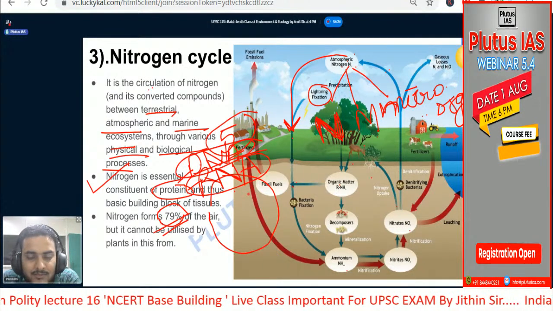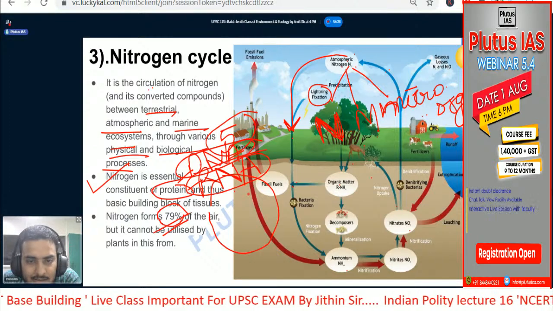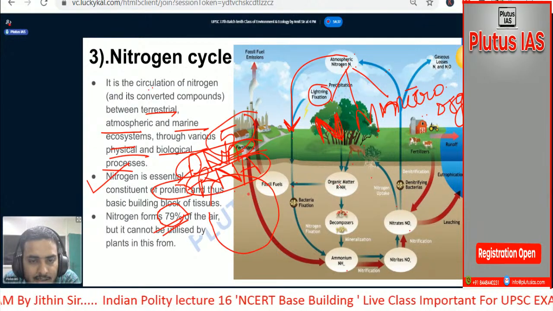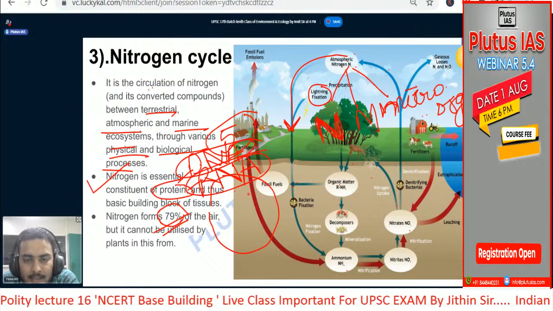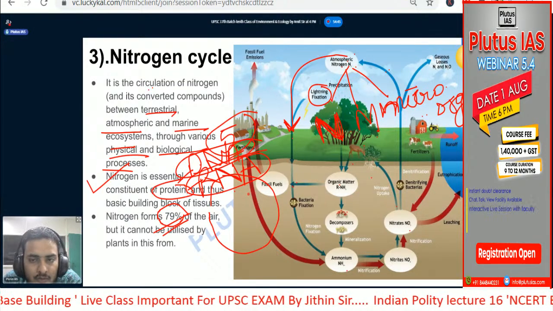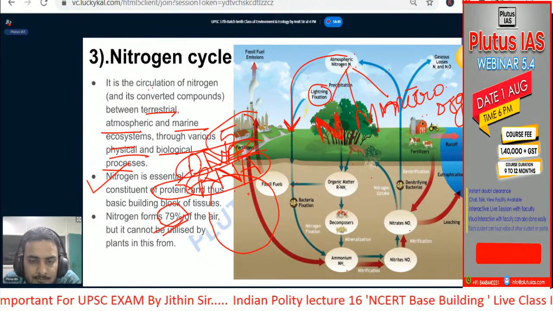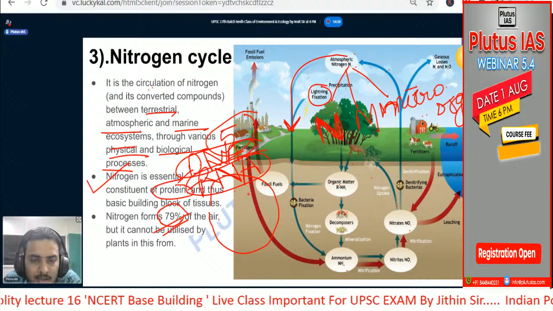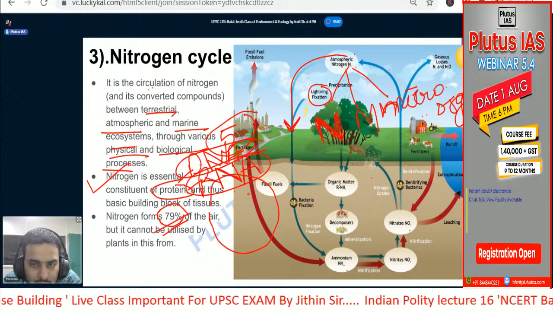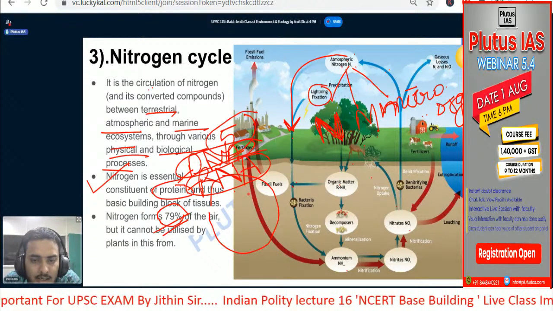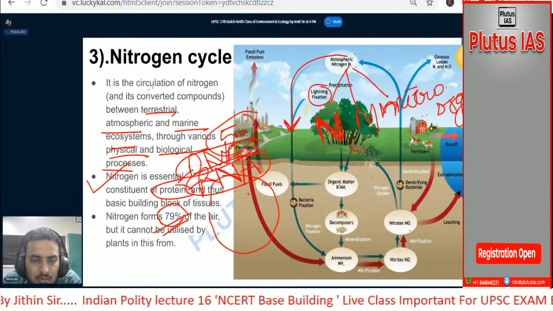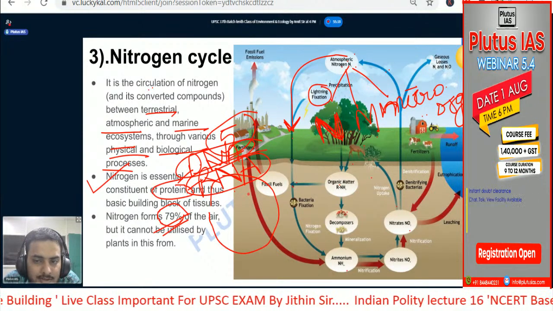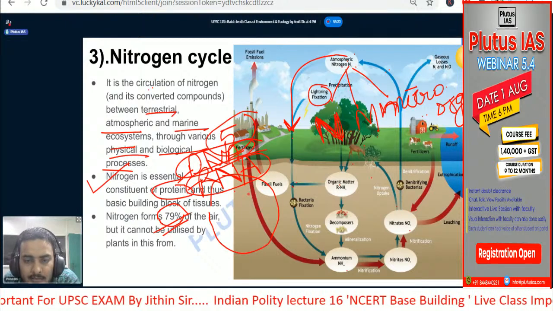The nitrogen cycle is the circulation of nitrogen and its converted compounds between atmosphere, biosphere, hydrosphere, and lithosphere, through various physical and biological processes.